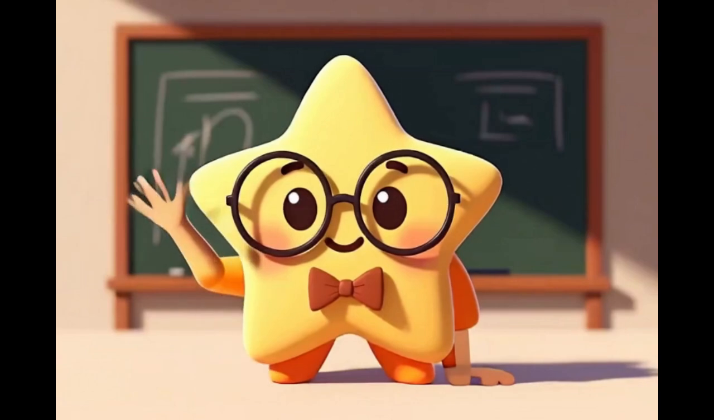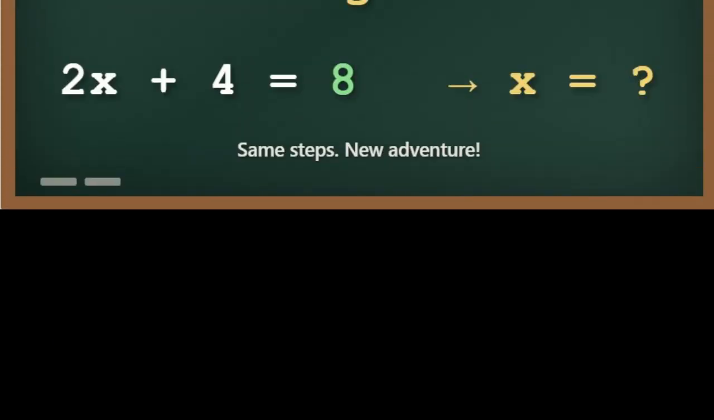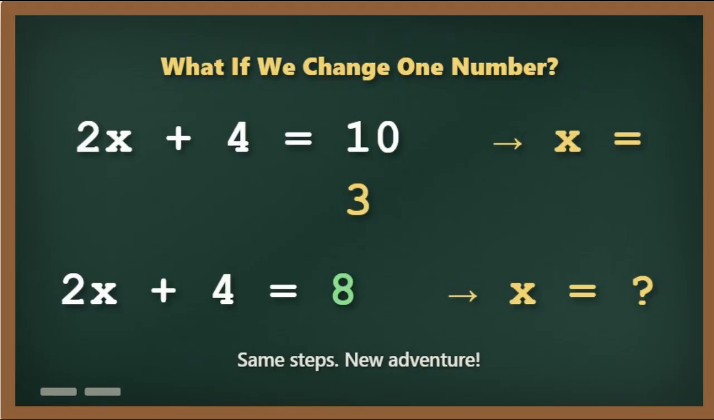Hey there, math stars. You absolutely crushed 2x plus 4 equals 10, x equals 3, easy. But here's the thing, what if I change just one tiny number? What if it's 2x plus 4 equals 8? Does everything fall apart? Nope. Same steps, new adventure. Let's solve it together right now.